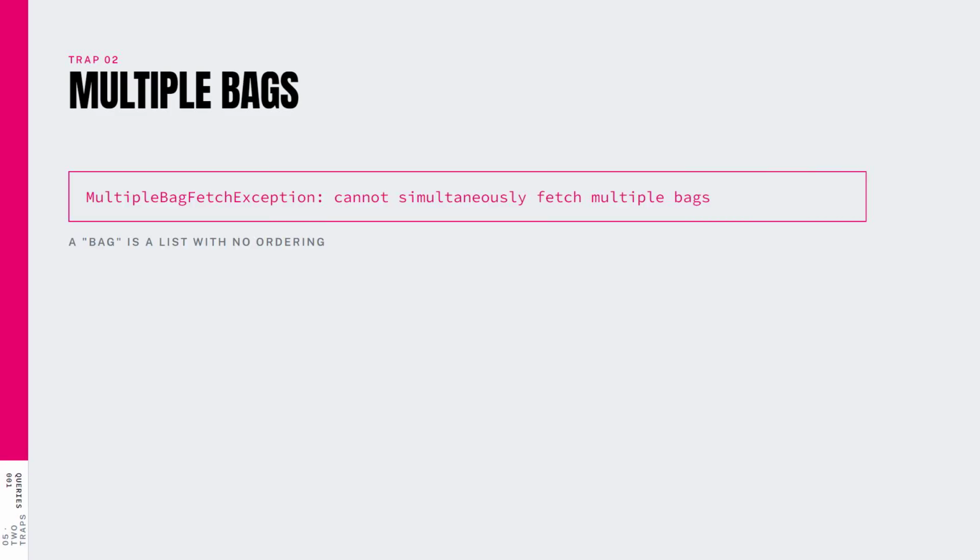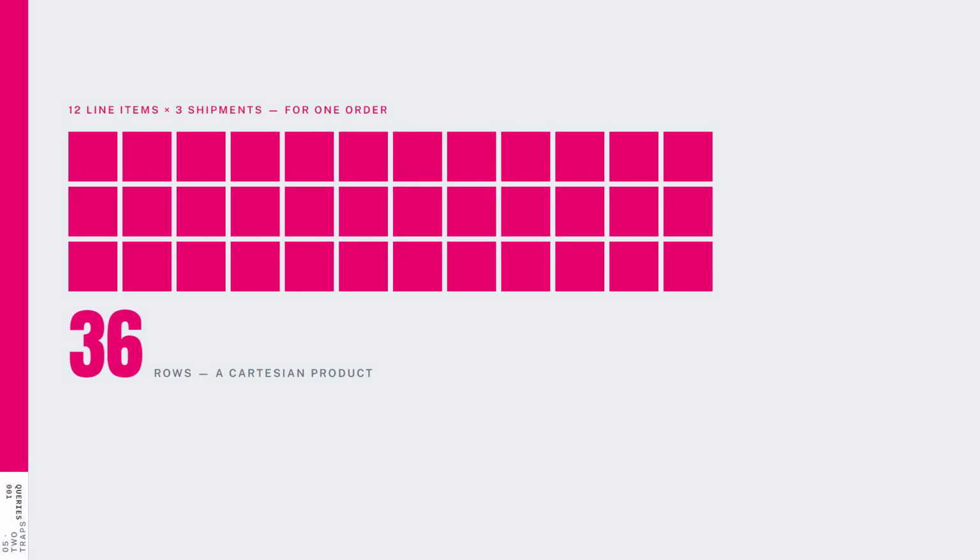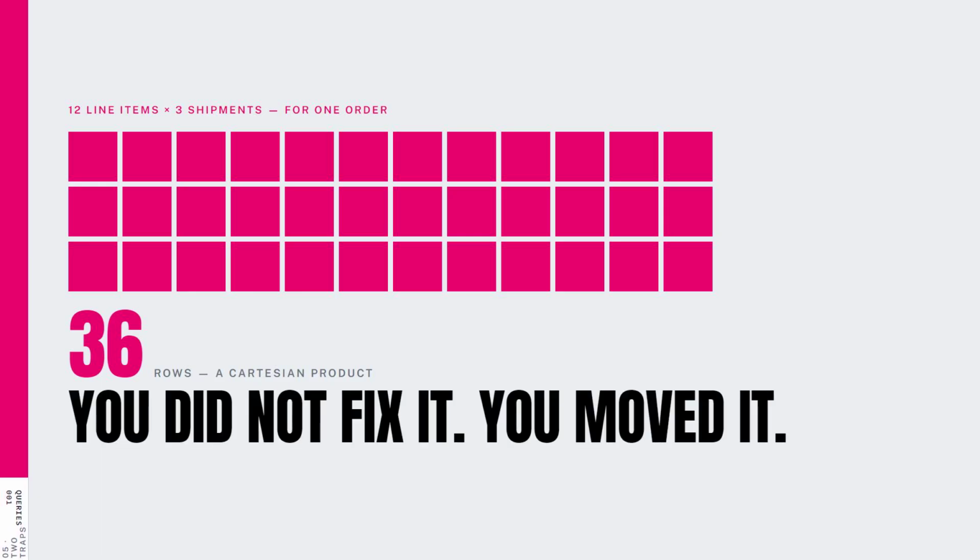Trap 2 is the MultipleBagFetchException. You try to fetch 2 collections at once, line items and shipments. Hibernate refuses to even start. "Cannot simultaneously fetch multiple bags." A bag is what Hibernate calls a list with no ordering. You can switch those lists to sets and it will run. But now 12 line items times 3 shipments is 36 rows for one order. A Cartesian product. You did not fix it, you moved it.